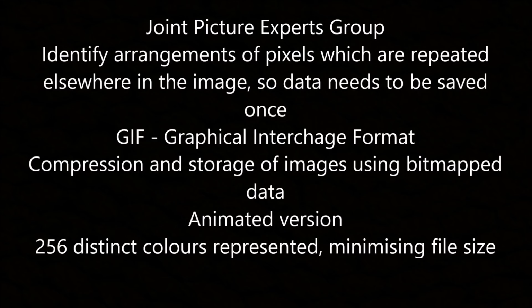JPEG, or Joint Photographic Experts Group, identifies arrangements of pixels which are repeated elsewhere in the image so the data needs to be saved only once. A GIF, or Graphics Interchange Format, is a compression and storage of images using bitmap data. It has an animated version and it has 256 distinct colours represented, minimizing the file size.